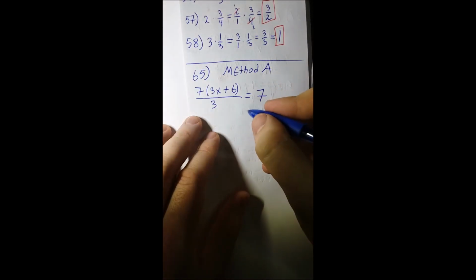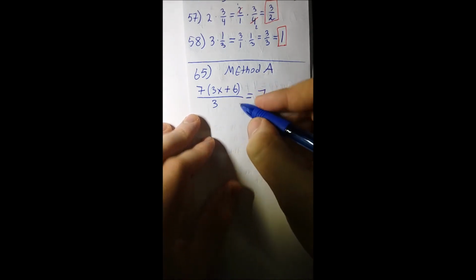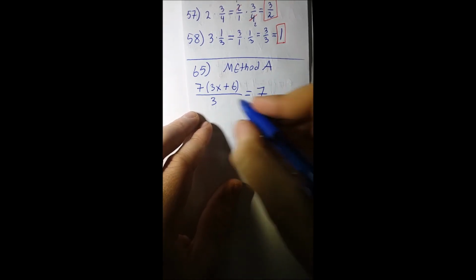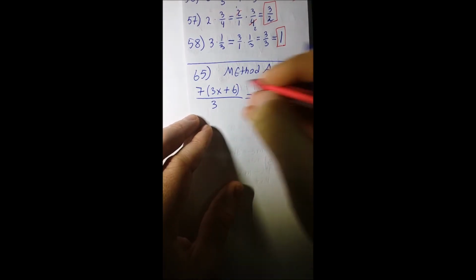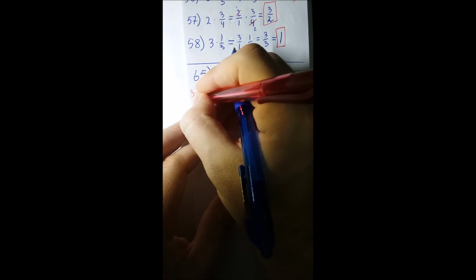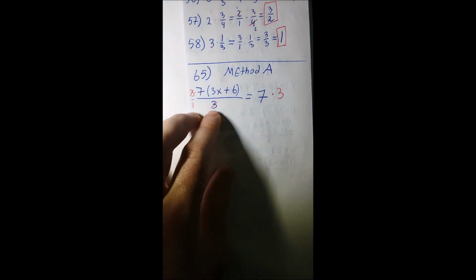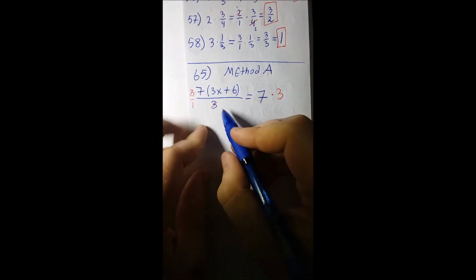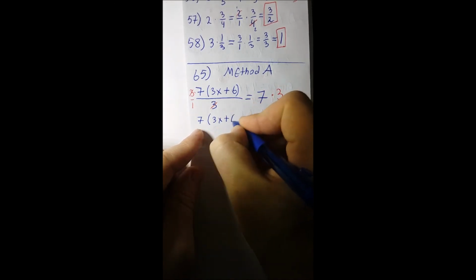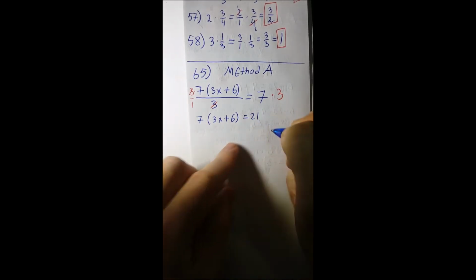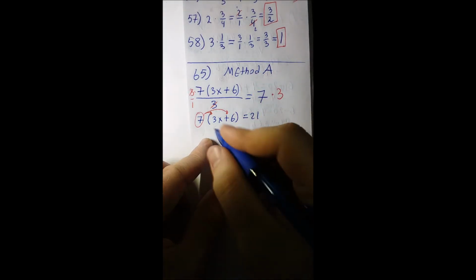Last 3 examples. 65, method A. We got 7 times 3x plus 6, all divided by 3, equals 7. Step 1 is I'm going to remove this 3 by multiplying both sides by 3, and here is 3 over 1, right? Because it's a fraction, to get rid of the denominator, you always want to multiply by the denominator. So now the 3's are gone here, so on the left I have 7 times 3x plus 6 equals 7 times 3, which is 21. Now what I need to do is distribute this 7 into the parentheses.